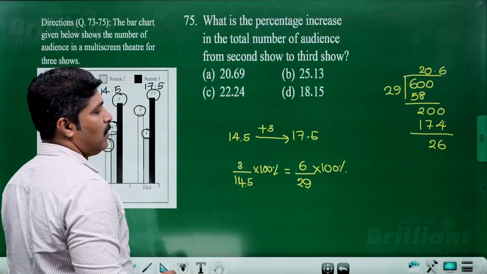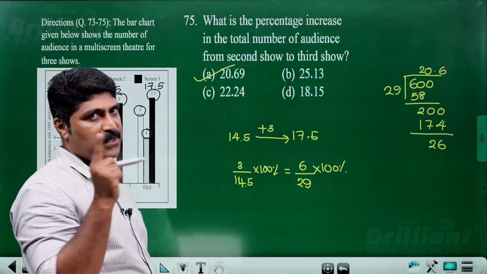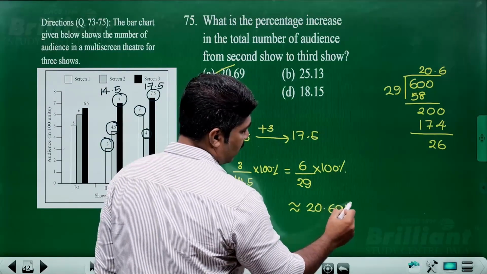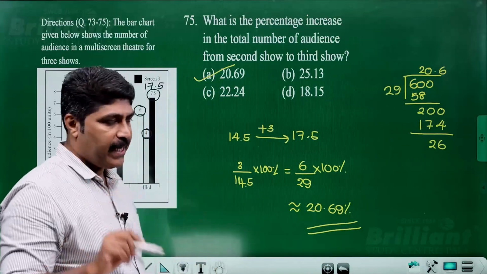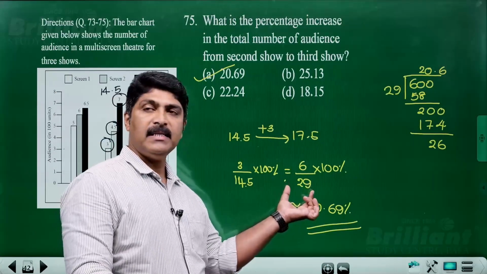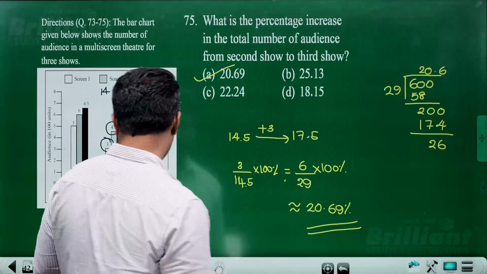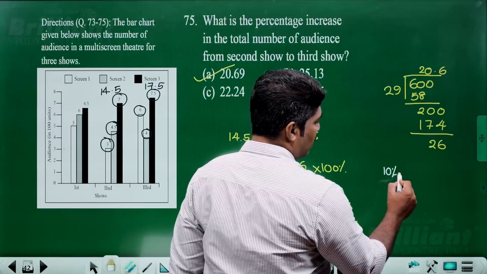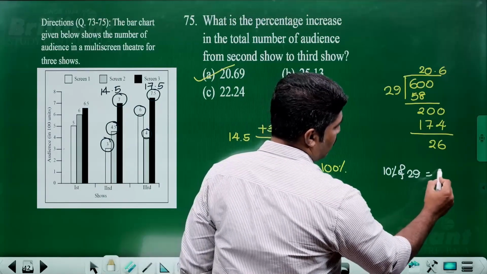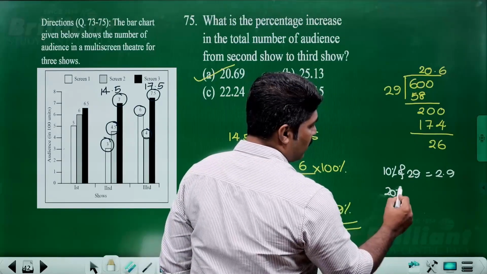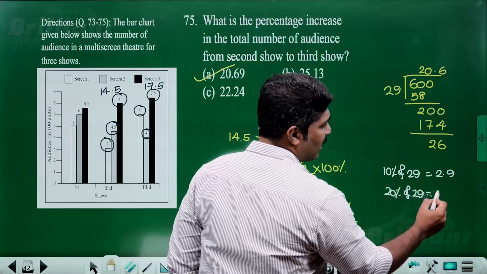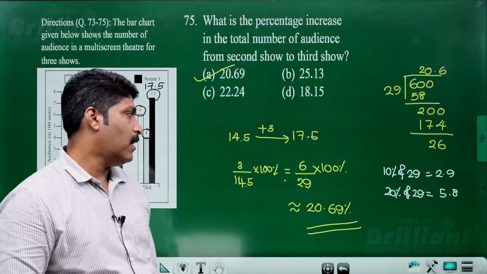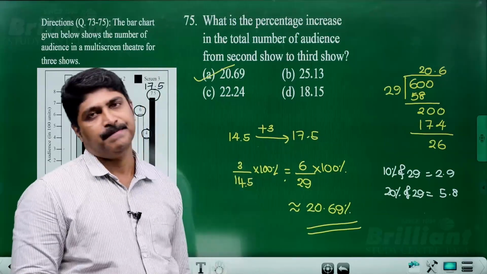Look at the options, which will be the nearest to such a value, that's equal to 20.69. Clear? So this is approximately 20.69. Like that we can catch. What is the approximate kind of approach? What is 10% of 29? Instead of doing the operations like this, what is 10% of 29? That's equal to 2.9. Therefore, think about what is 20% of 29. That's twice of this value. That's equal to 5.8. Our answer is very close to 20%.